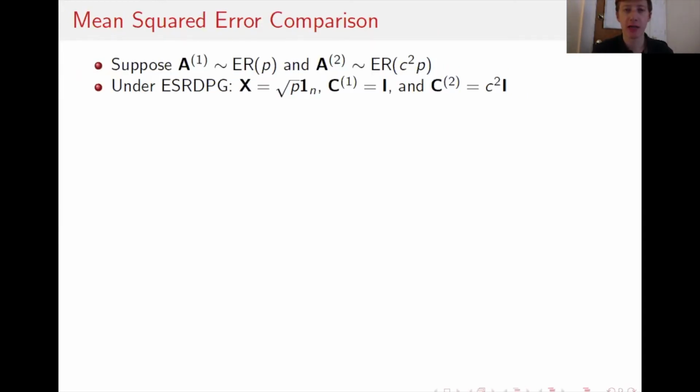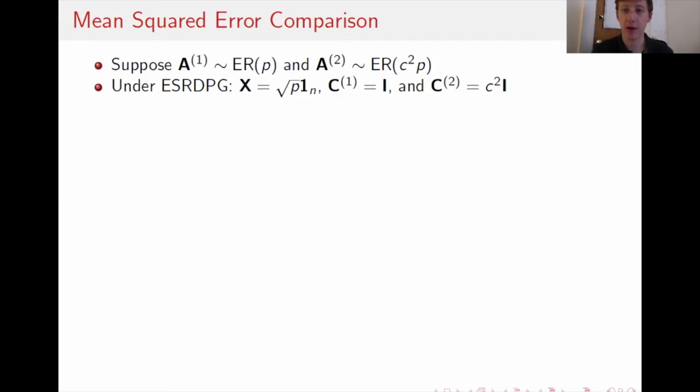So to compare these three estimators, we set up a small mean squared error simulation in which there are two graphs. The first is drawn from an Erdős-Rényi with parameter p, and p here is equal to a half. And the second graph is an Erdős-Rényi with parameter c squared times p. So under this probability model, the latent positions are all the same. So they're all square root p times 1n. And the scaling matrices here are the identity and c squared times the identity.